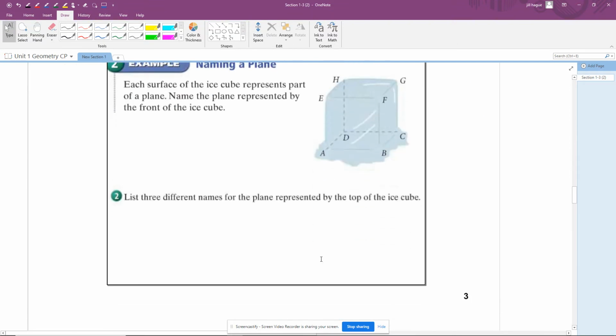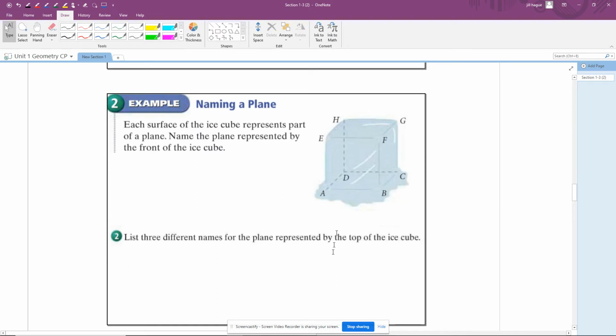All right, moving along. Each surface of the ice cube represents part of a plane. Name the part represented by the front. So how many points do we need? Do you remember? 3, right? So 3 points we need in order to define a plane. So one way would be the word plane and then pick 3 points on the face of the cube. Well, this is the face of the cube, right? Right here.